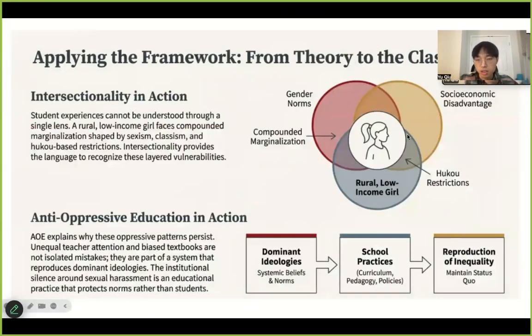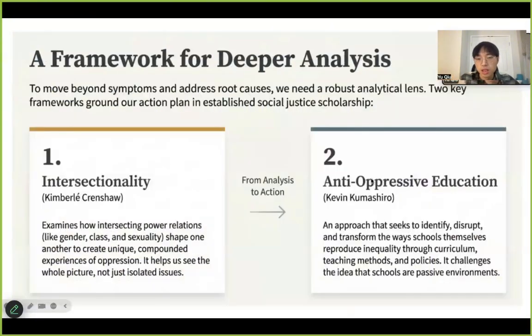For example, look at this chart. A girl could be female, right? According to her gender norms. And if she's from a rural low-income family, the whole situation is compounded by the intersectionality of her socioeconomic status and sexual identity.